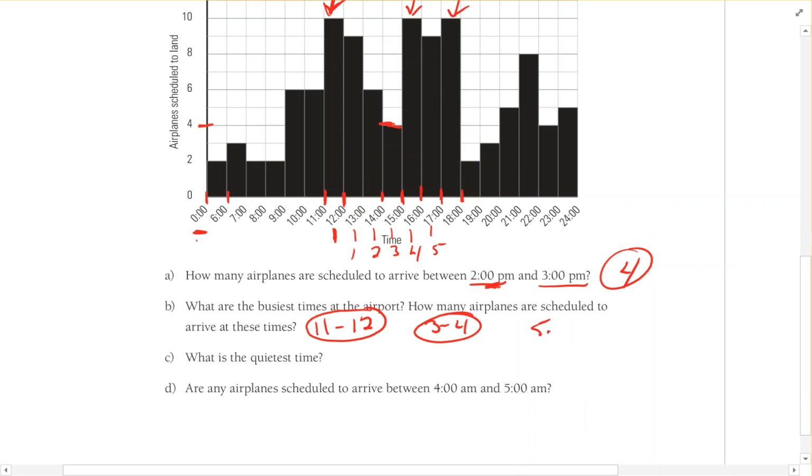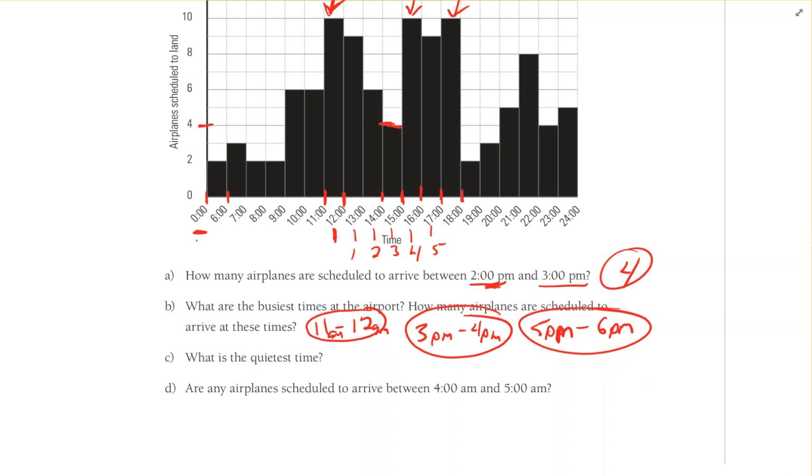You should probably have 5 p.m. to 6 p.m., 3 p.m. to 4 p.m., and 11 a.m. to 12, or 12 p.m., I guess that would be.